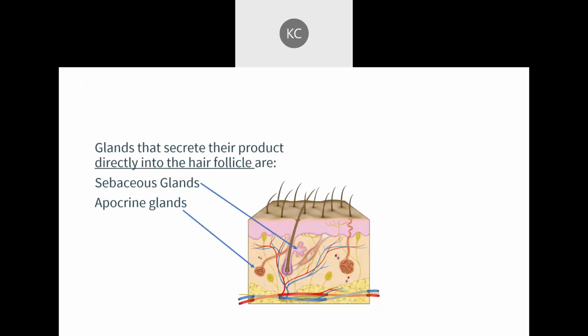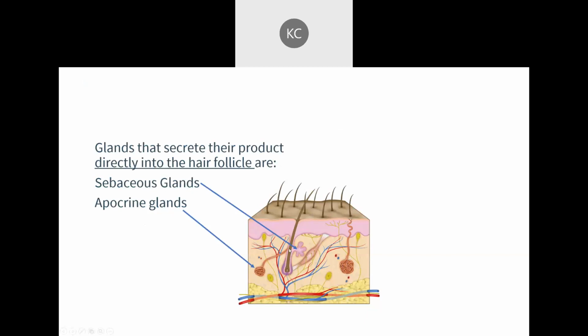All right. Okay, so here you can see the different glands that secrete their product into the hair follicle directly. So that's going to be the apocrine sweat glands that we just talked about, as well as the sebaceous glands, so the oil glands. Remember, the merocrine sweat glands or the eccrine sweat glands secrete their product directly onto the skin surface and not into the hair follicle first.